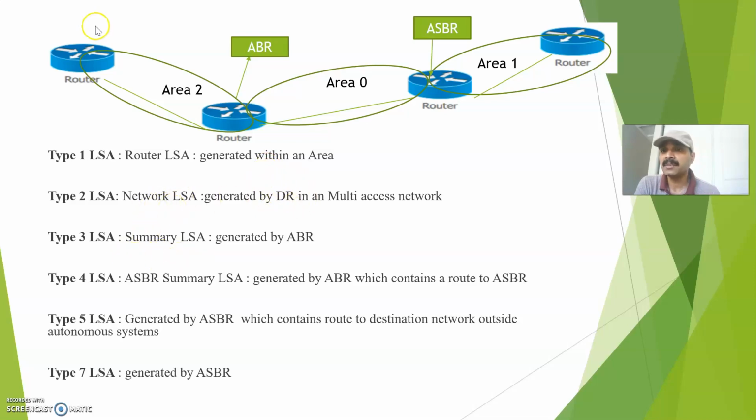So what is a summary LSA? Assume this router generates a type 1 LSA. When it reaches the ABR, the ABR will generate a type 3 LSA and push it to the backbone area. So this type 3 LSA is what we call a summary LSA. And a type 4 LSA is generated by an ABR, which contains a route to an ASBR. That is a type 4 LSA, also called an ASBR summary LSA. And a type 5 LSA is generated by an ASBR which contains the route to an external autonomous system. And a type 7 LSA is generated by an ASBR.